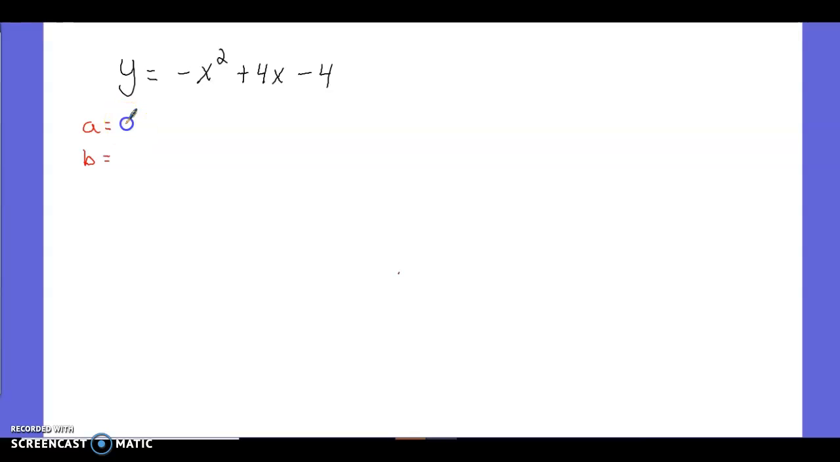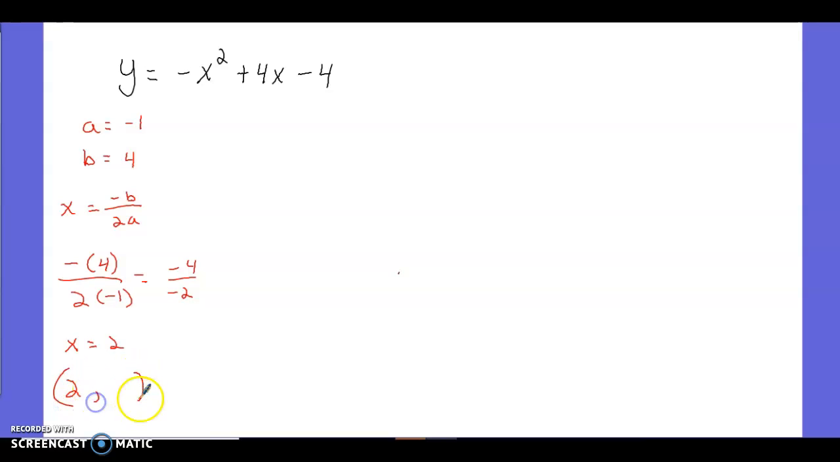So our A in this case is -1, because that negative's there. Our B is +4. And remember, we're using our equation, -b over 2a. So 2 times a. So I am going to use -4 over 2 times -1. If you type this into your calculator, this comes out to -4 over -2. -4 divided by -2 gives us +2. So my x value equals 2. That is my x value of the vertex.